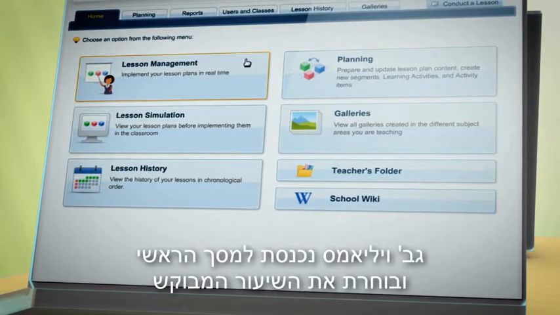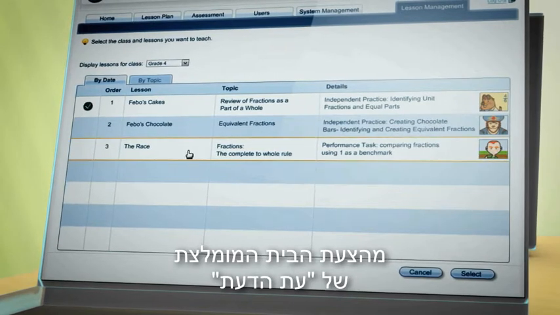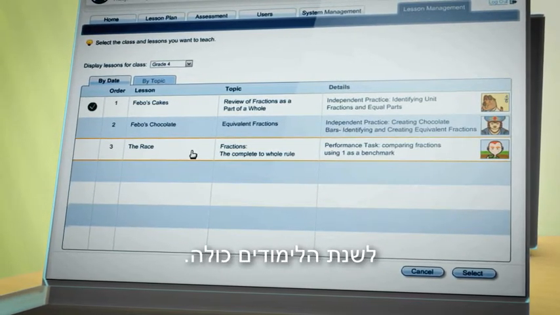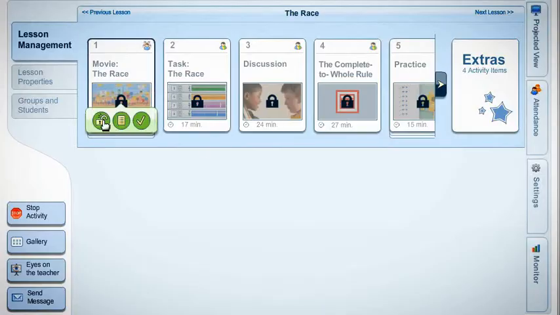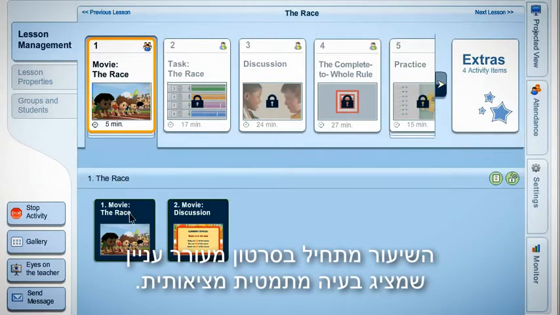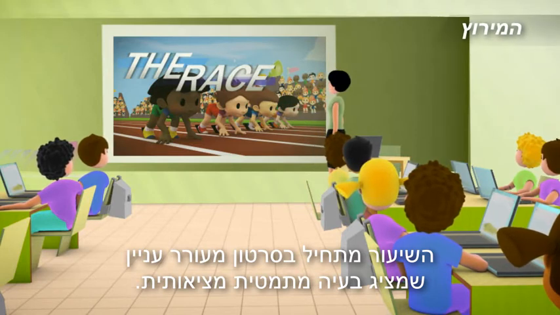Miss Williams enters her main screen and selects the relevant lesson from the Time to Know recommended curriculum, which covers the entire year. Today's lesson is about comparing fractions. As the lesson begins, the entire class views a short, motivating clip that presents an authentic math problem.